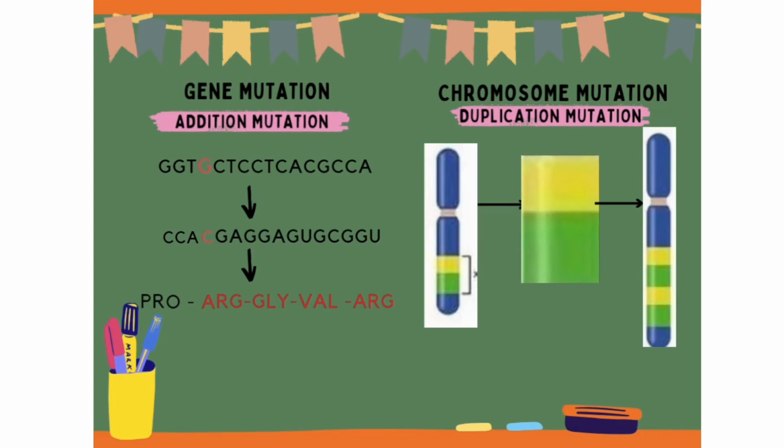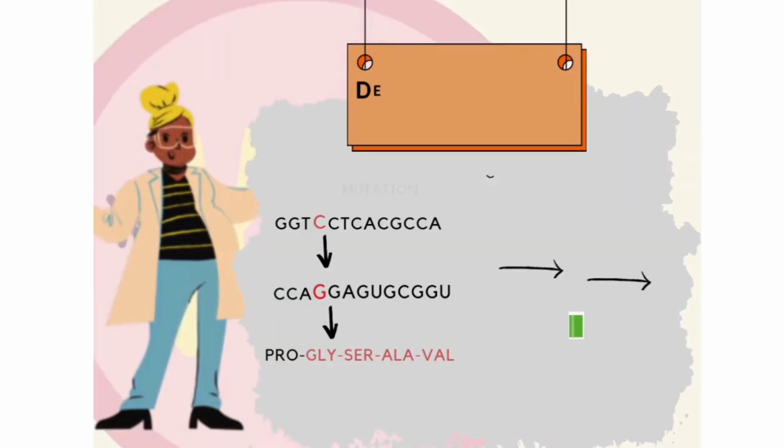Then, duplication in chromosomal mutations refers to a type of structural alteration where a segment of a chromosome is copied and inserted into the genome, leading to multiple copies of that segment. This results in an increase in the dosage of the genes within the duplicated region, which can have various biological and phenotypic effects. We move to deletion.